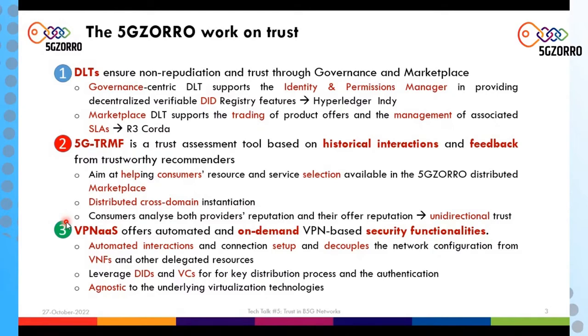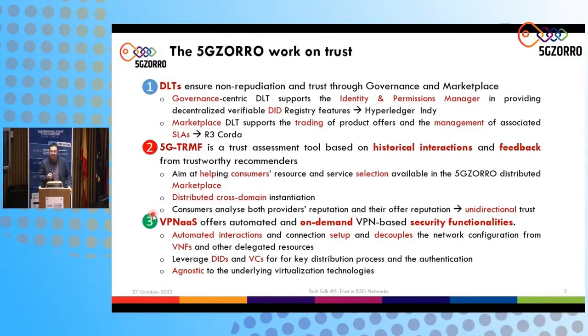And the third one is the concept of VPNs, but we are evolving that. We have been evolving that as part of this 5GZORRO project in order to create something agnostic to the underlying virtualization technologies being used. This is why we call it VPN as a service.